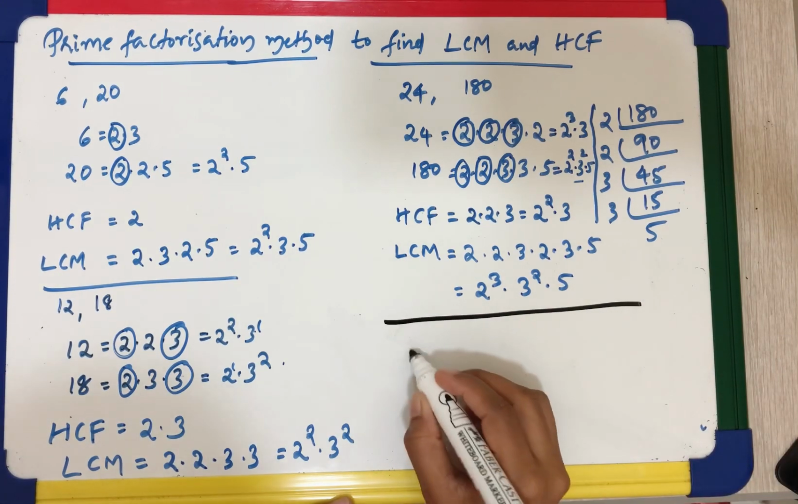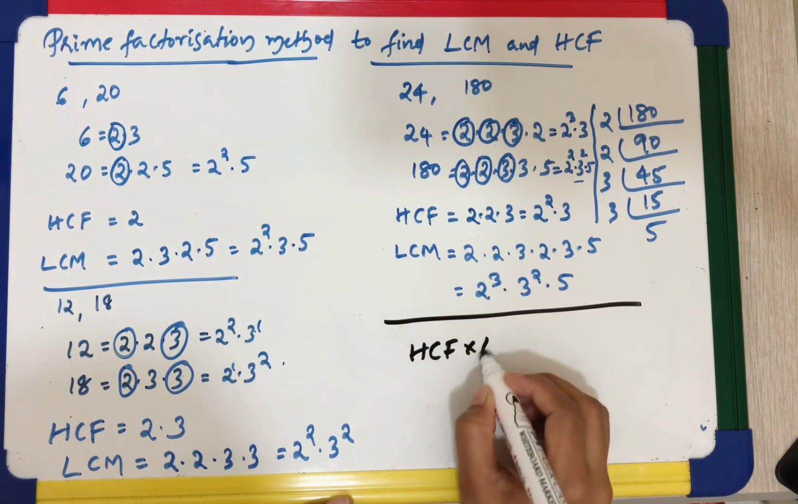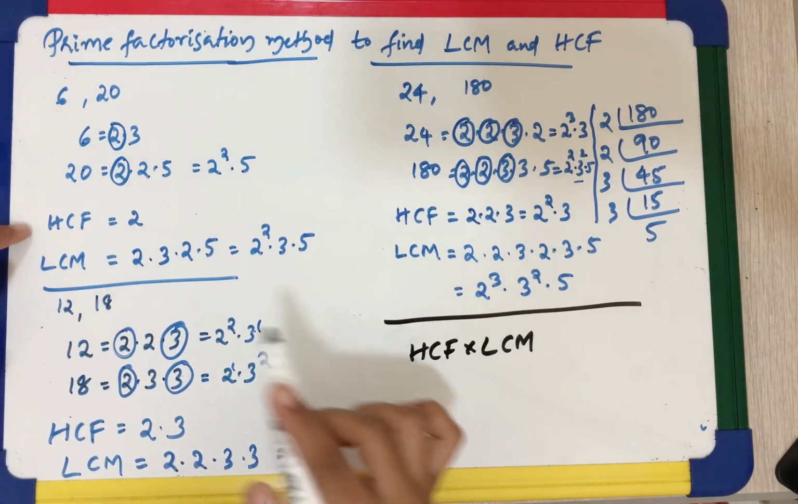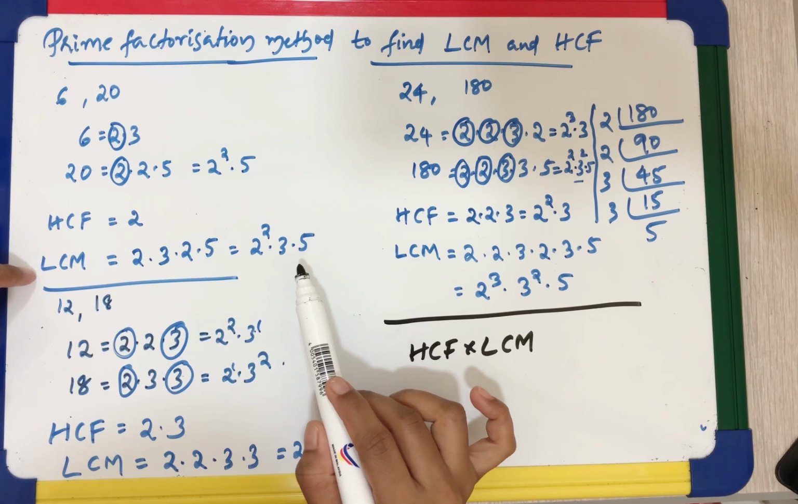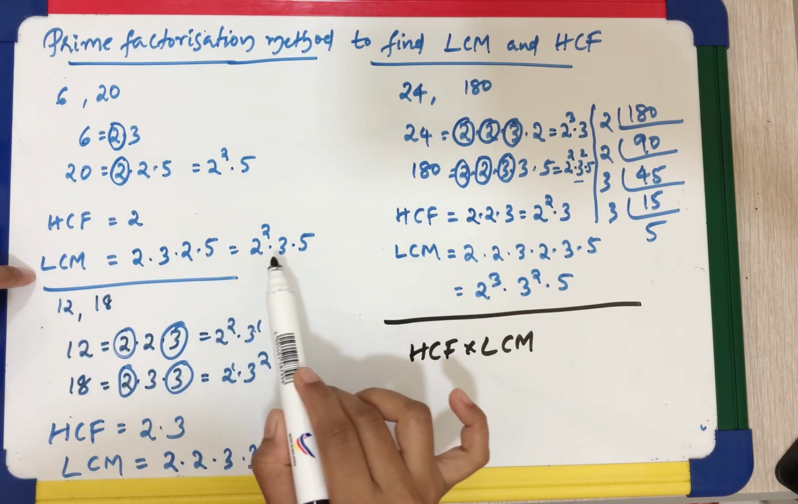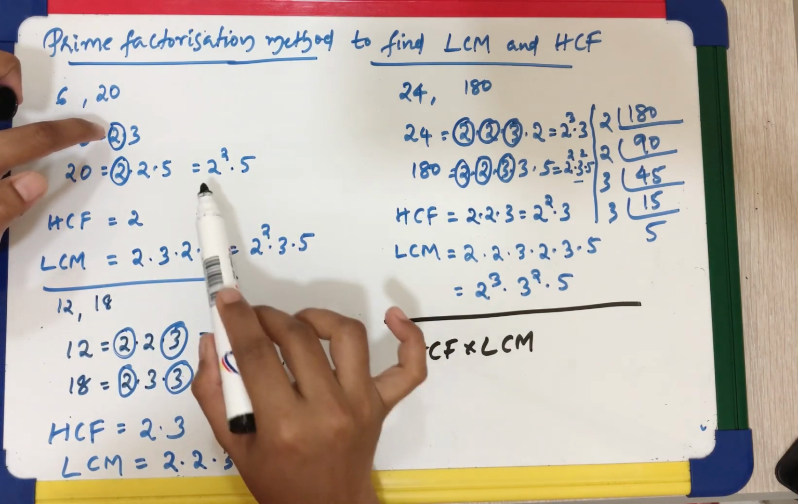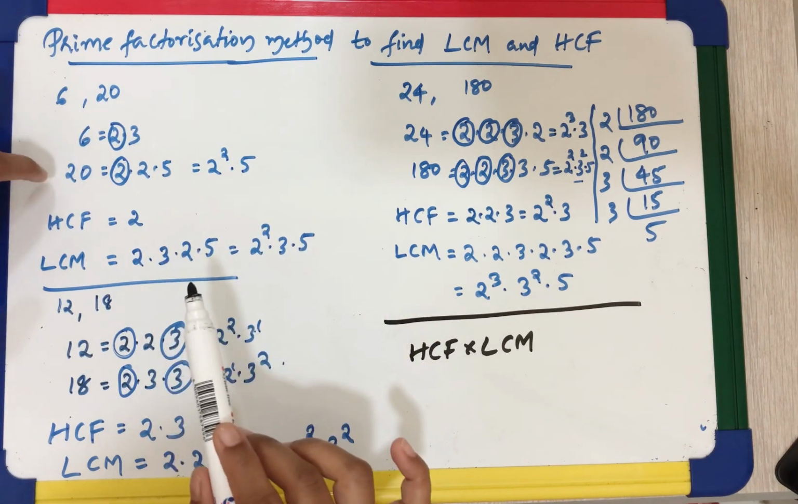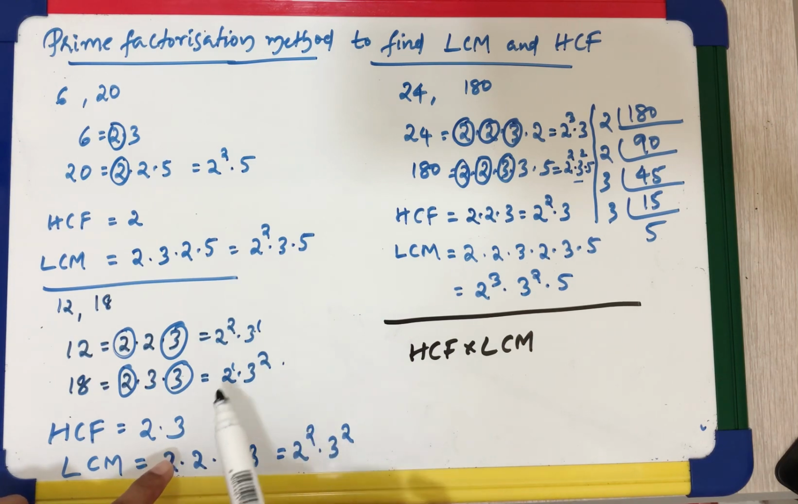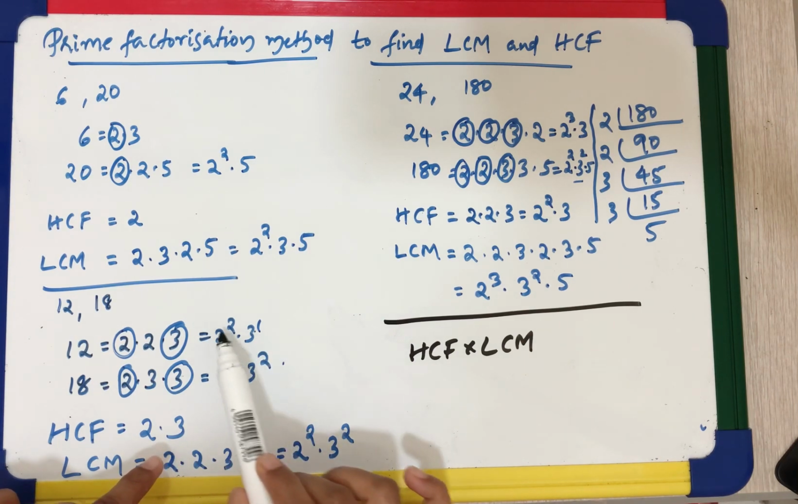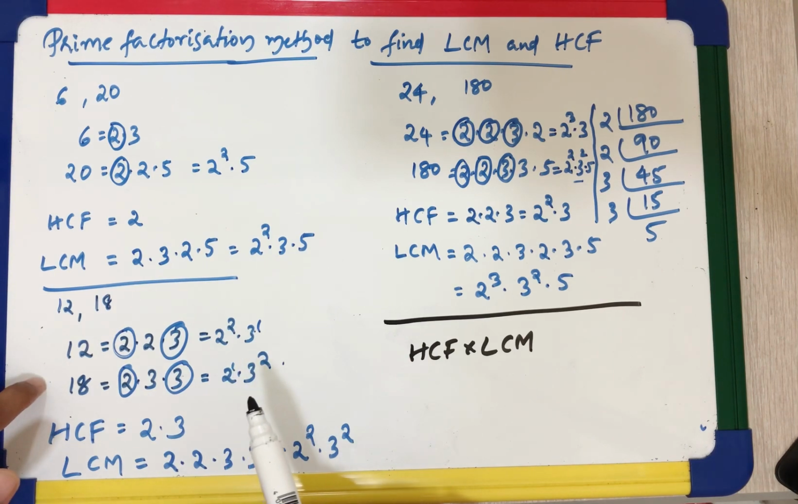Also, we get HCF into LCM. See, here HCF is equal to 2, LCM is equal to 2 square into 3 into 5. HCF into LCM is equal to 2 into 2 square into 3 into 5, which is equal to 6 into 20. Here see, HCF is equal to 2 into 3, LCM is equal to 2 square into 3 square. HCF into LCM is equal to 2 into 3 into 2 square into 3 square, which is equal to 12 into 18.